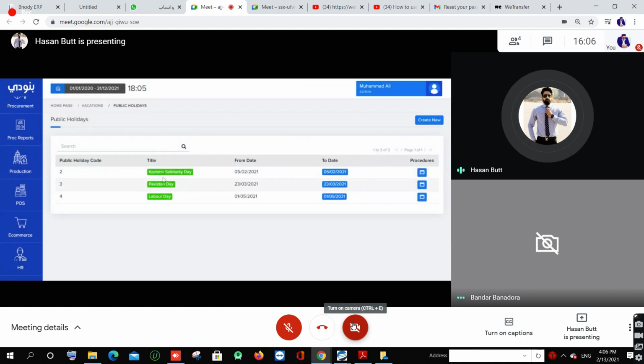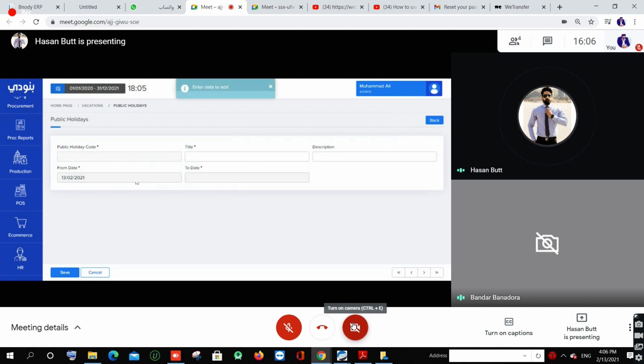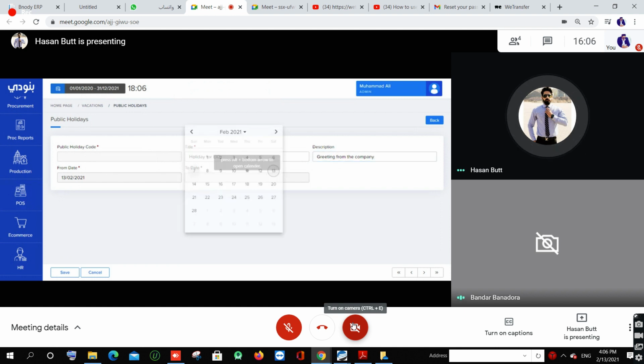So as I have added, just like the Kashmir Celebration Day, you can create your own public holiday as well. You can just add the title of the holiday, for Eid, add a description as well, a greeting from the company, and you can also add the date, from which date to which date these holidays are applicable.